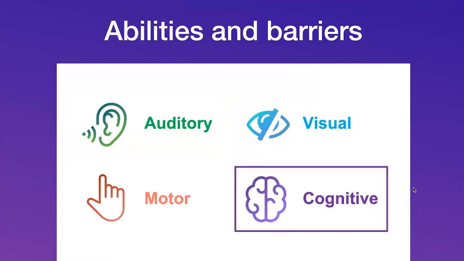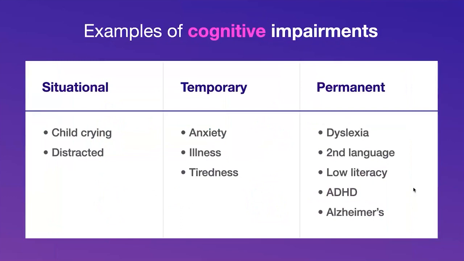Cognitive. So cognitive impairments, again, looking on a continuum, we run from situational all the way through temporary to permanent. And you'll recognize many of these. This is, of course, not an exhaustive list, but a situational cognitive impairment might be that you're trying to use a website and you have a screaming child in the background. If that's happening, good luck.